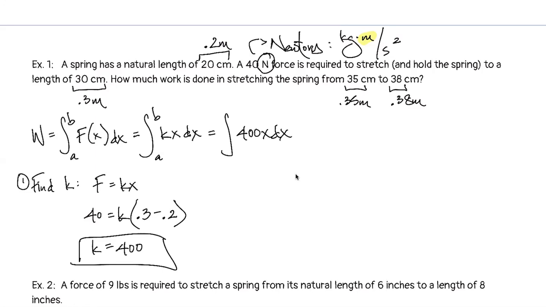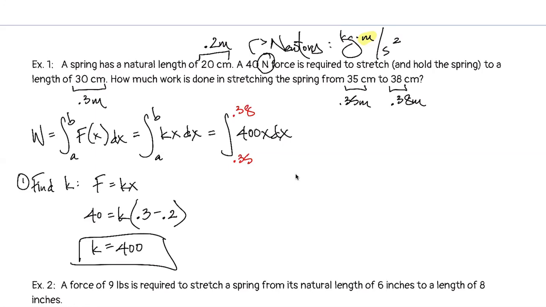But they want to find the work done in stretching it from 35 centimeters to 38 centimeters. So in our bounds, here's what we're not going to do. We're not going to put 0.35 down here and 0.38. I put that in red because I don't want you to do that. Instead, we have to think: 0.35 is how much bigger than the natural length, and 0.38 is how much bigger than the natural length. So it's all relative to the natural length.